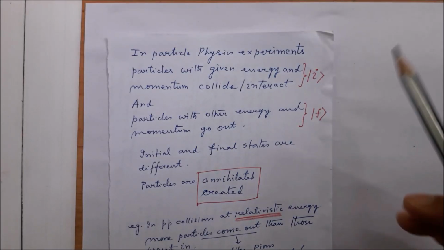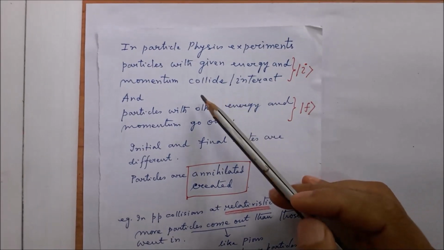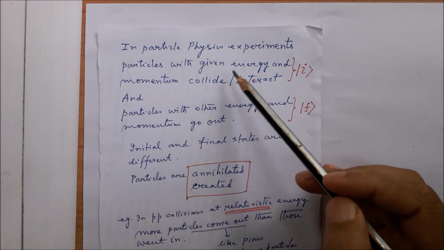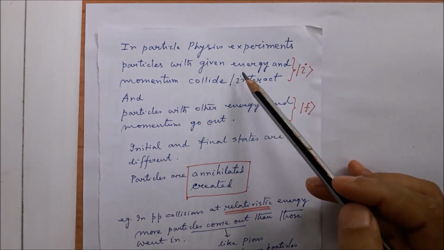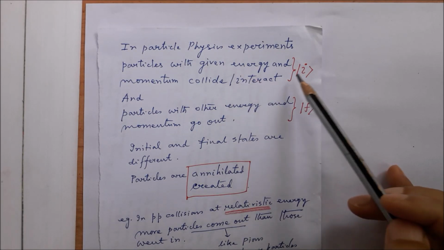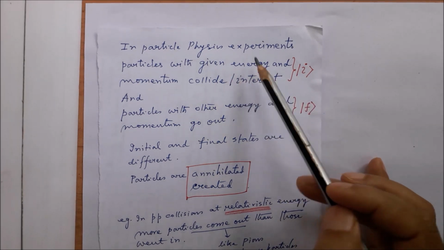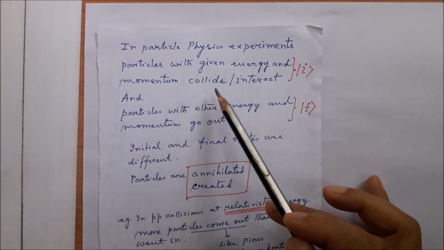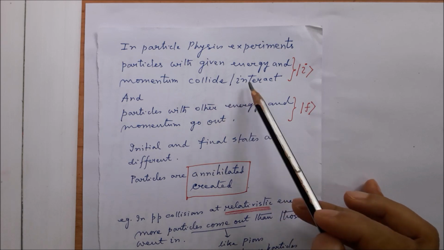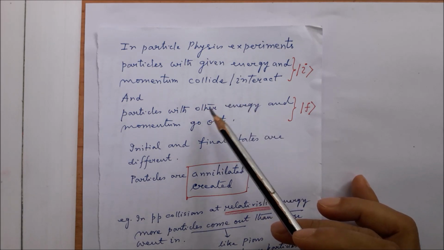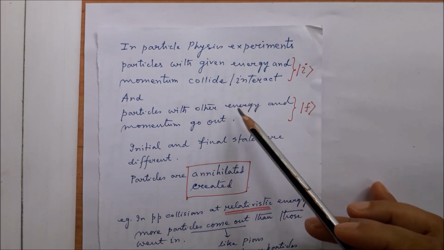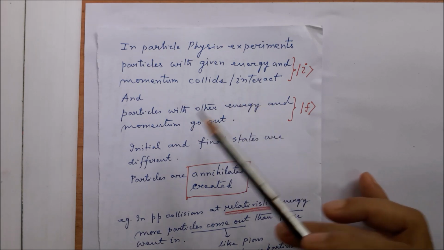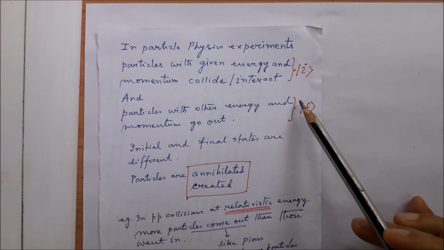In particle physics experiments, particles with given energy and momentum collide and interact. So we have an initial state which comprises certain particles with certain energies and momenta. But after collision or after interaction, we have, or we may have, a different set of particles with different energy, different momentum. So this is the final state.